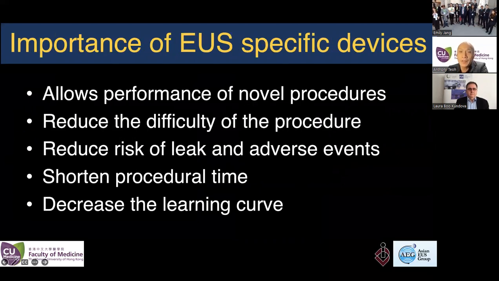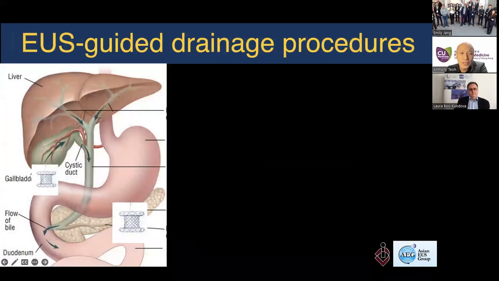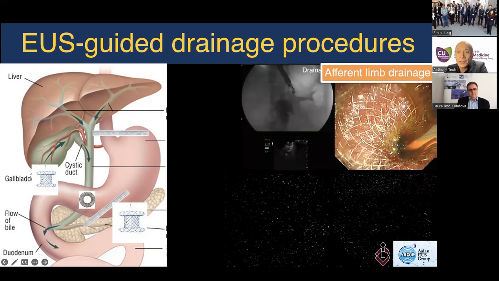And all these EUS-specific devices have allowed us to perform many, many novel procedures. And we have seen in the past few years an exponential growth in the number of EUS-guided procedures. And also these EUS-specific devices may reduce the risk of leak and adverse events, shorten procedural time, and most importantly, make the procedures a lot easier. So nowadays, we can do drainages basically in any organ that is close to the GI tract. The GJ, gallbladder, CDS, HGS, basically everywhere we can drain it.